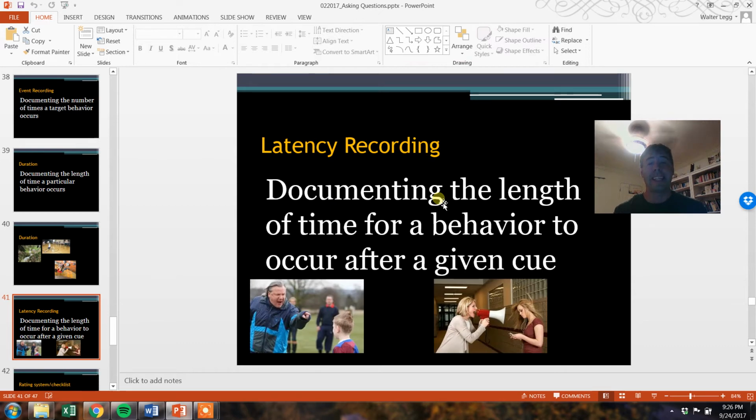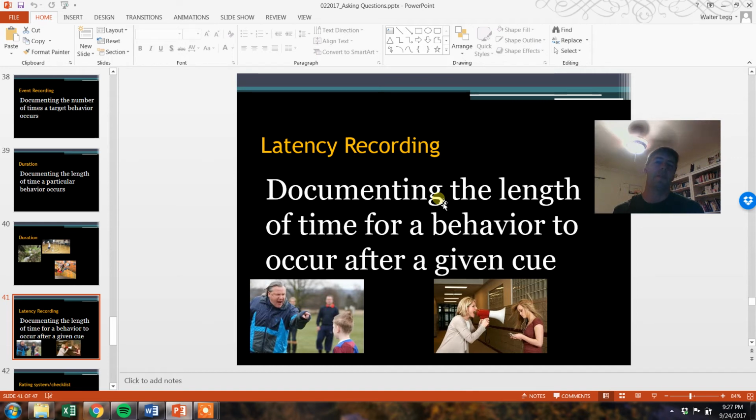Third one we have is a latency recording. This is the amount of time. So here you're going to have a time again between a cue and a given behavior. For example, from the time I tell my participants to get in line, and by the way, we should try to minimize lines, but that's another speech. How long does it take them to actually get in line?